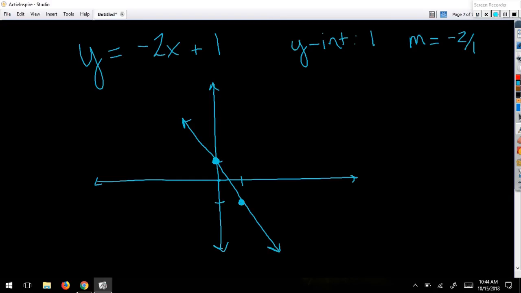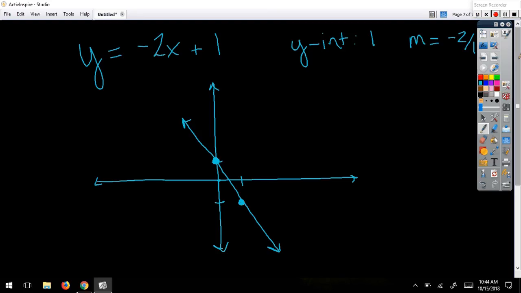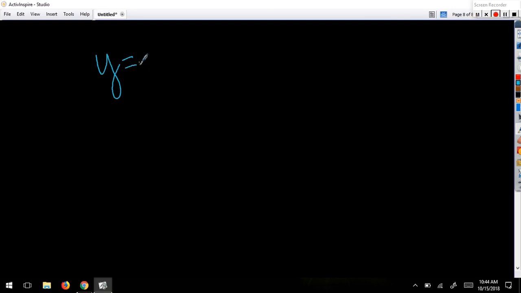Let's do one more. Okay. Got it? All right, let's do this one. One in front of the x. Good job, Zaya. What's the y-intercept? 5. What's the slope? 1 over 1.